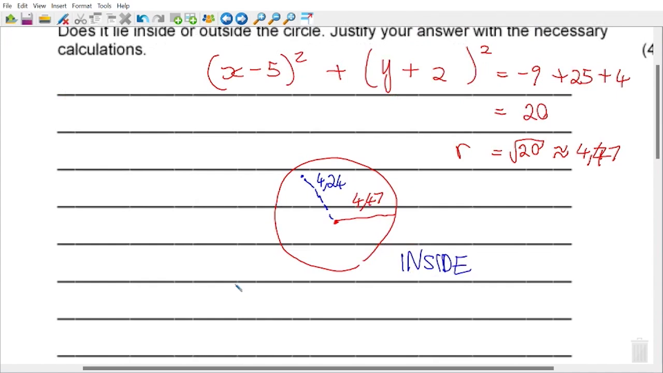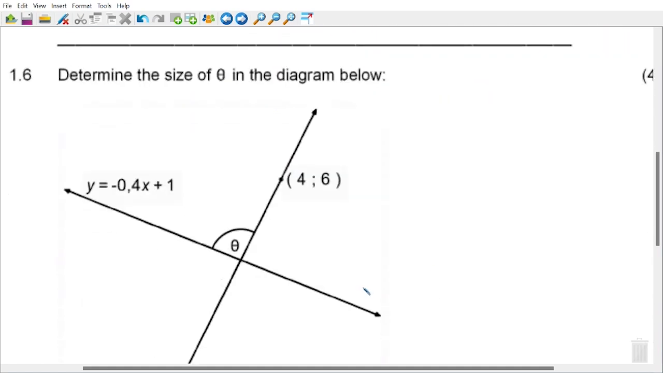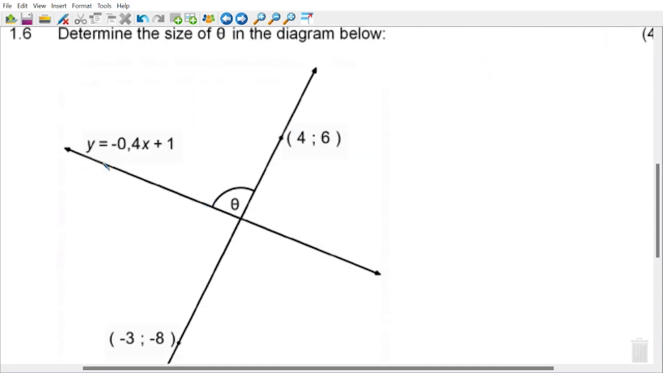All right. And if you wanted to give a reason, you could say it's inside, since the distance from the center is less than the radius. Okay, right, the next question asks us to find the size of this angle over here.